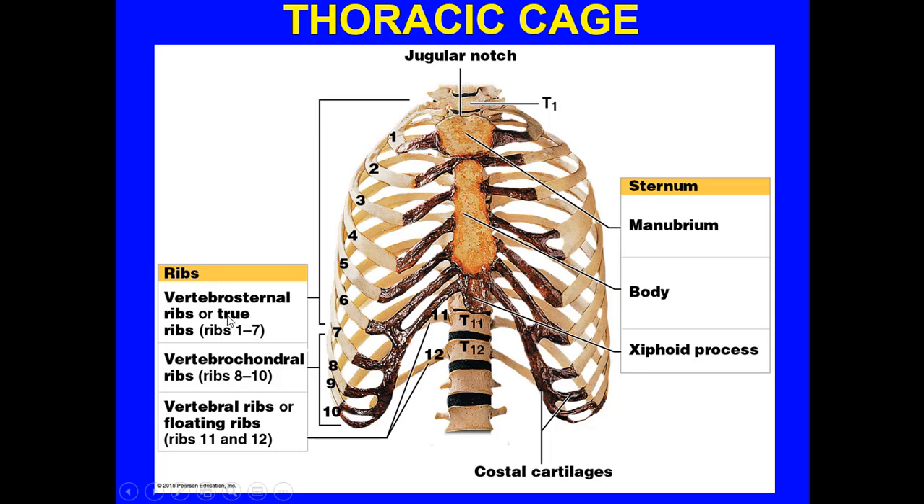So 1 through 7 are referred to as true ribs. 8 through 10 are referred to as false ribs in some cases. It depends on the terminology. But it's better and more accurate to use vertebrochondral ribs, chondral being the cartilage, chondro. And then the floating ribs are 11 and 12.